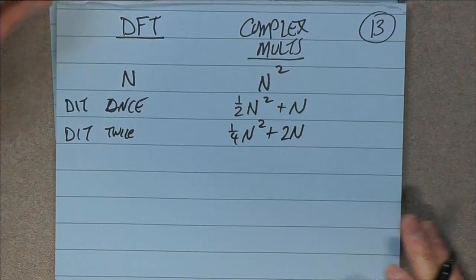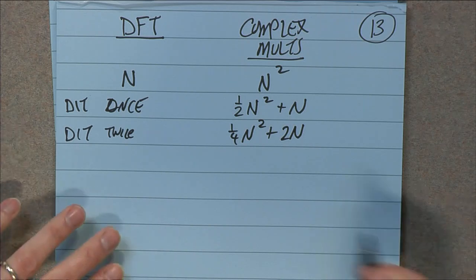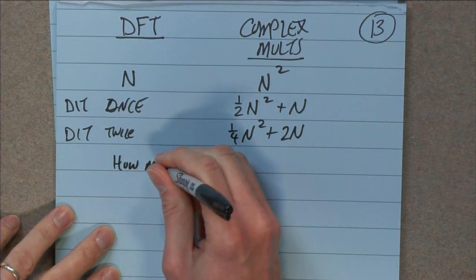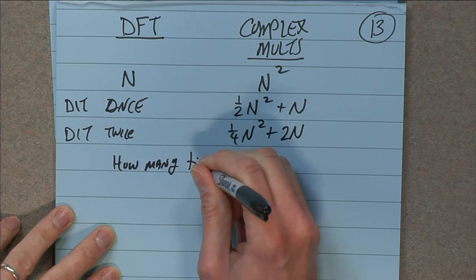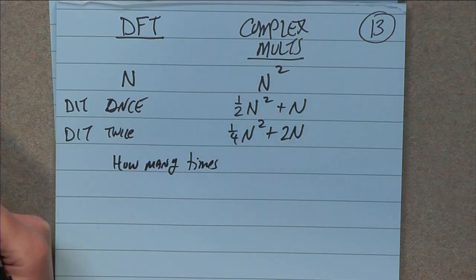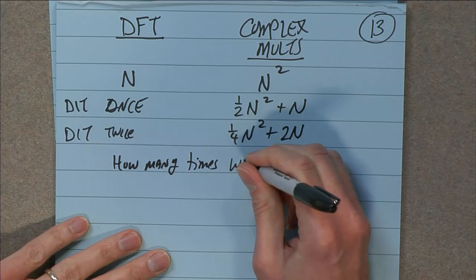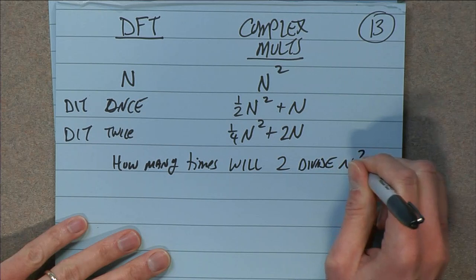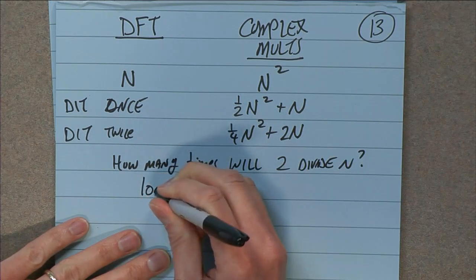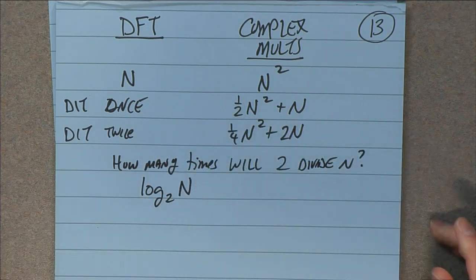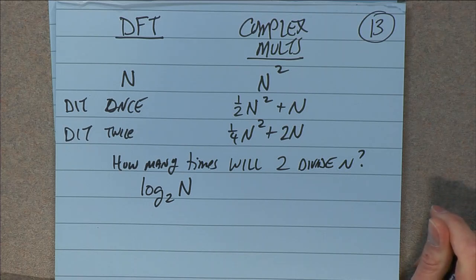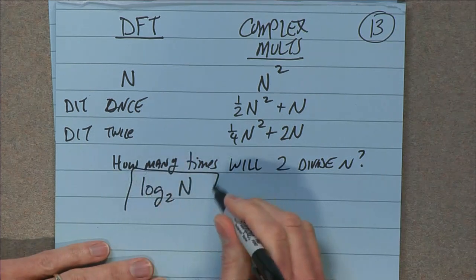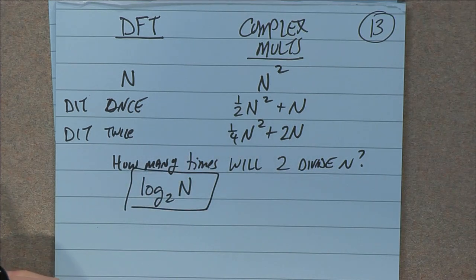Well, first of all, you could say, well, how many times can we divide n by 2, right? Eventually, it won't go anymore, and we're done, right? So how many times will 2 divide n? Well, the easy answer is log 2 of n, right? 2 times 2 times 2, so many times. So we know we can go that many times, but what is the cost to reconstruct at each stage?